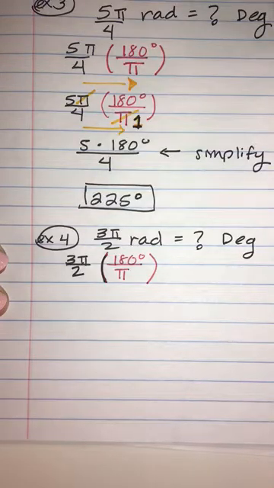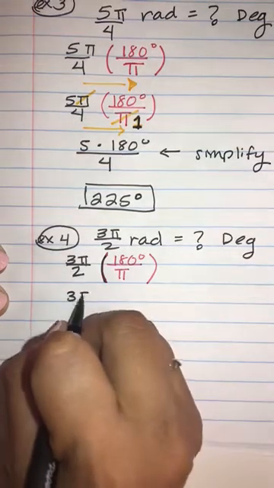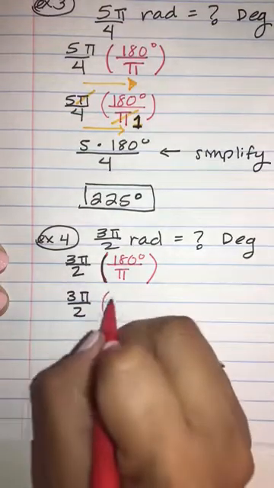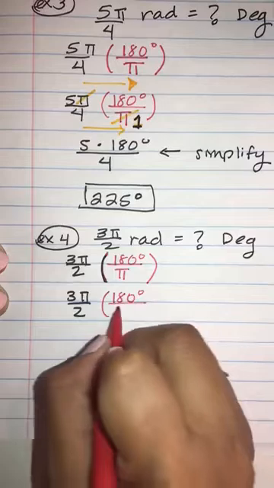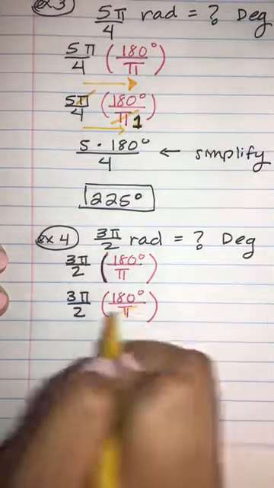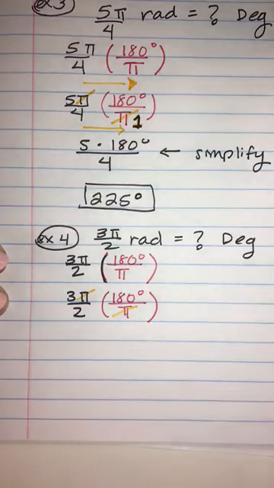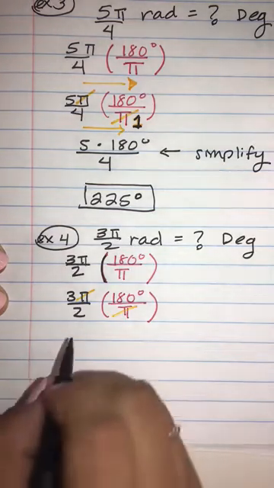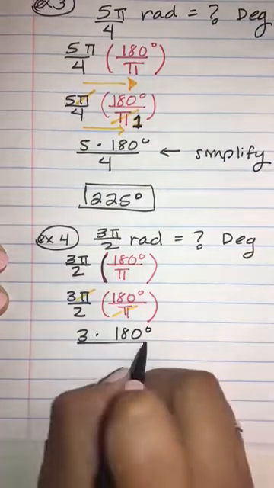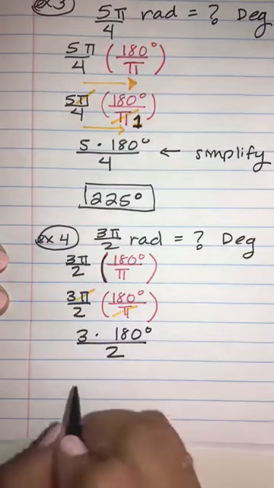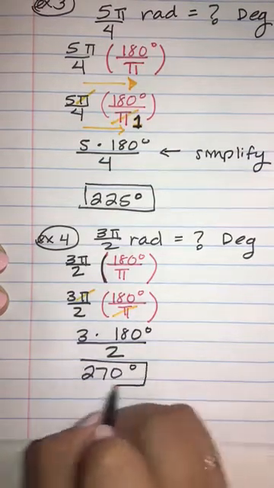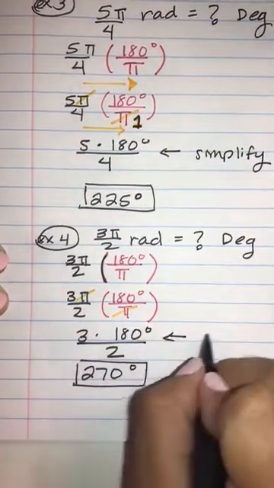So as I rewrite this, I'm going to say 3 pi over 2 times 180 over pi. The pi's cancel out. Then you're going to say I have 3 times 180 degrees divided by 2, which is equivalent to 270 degrees. So right here, I simplify.